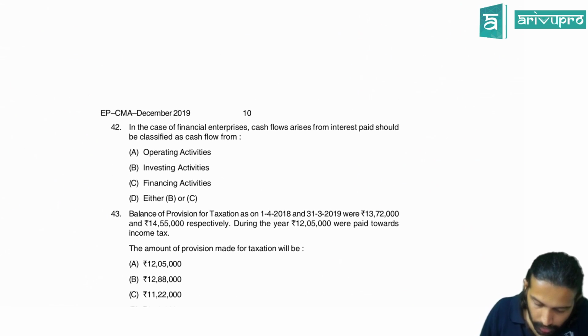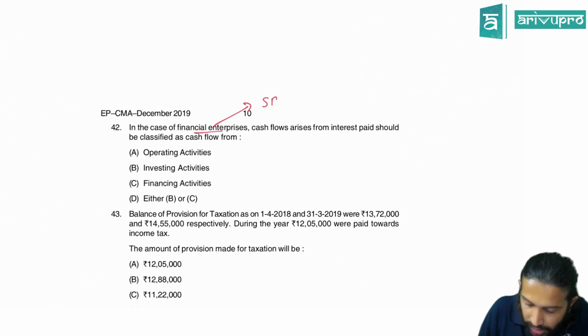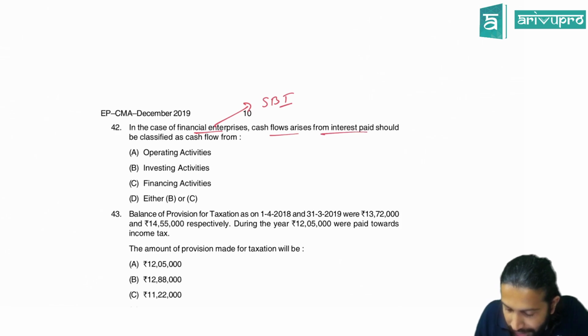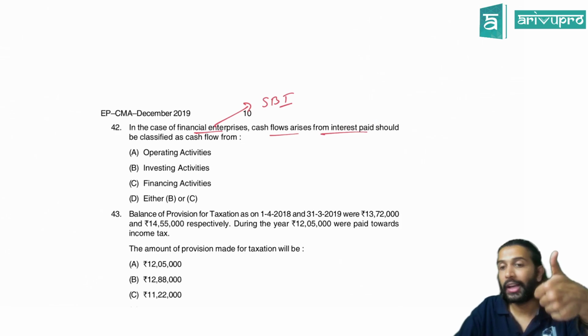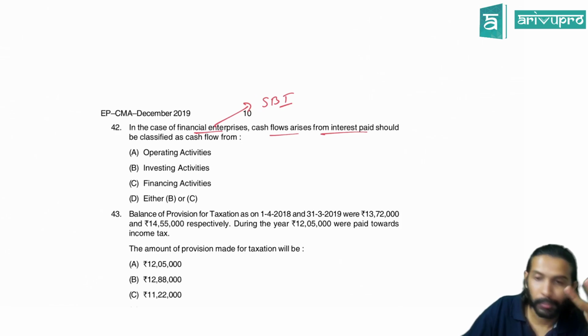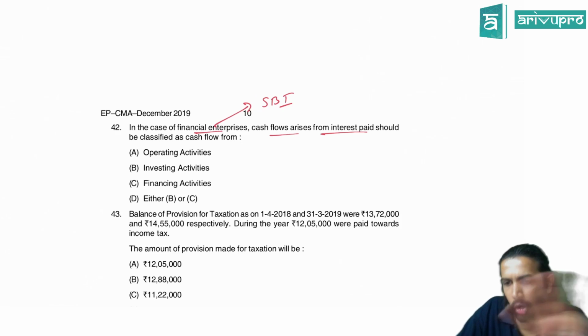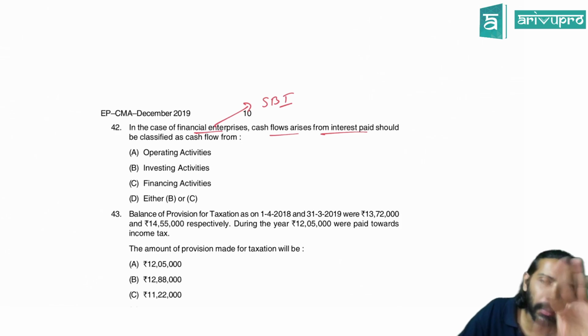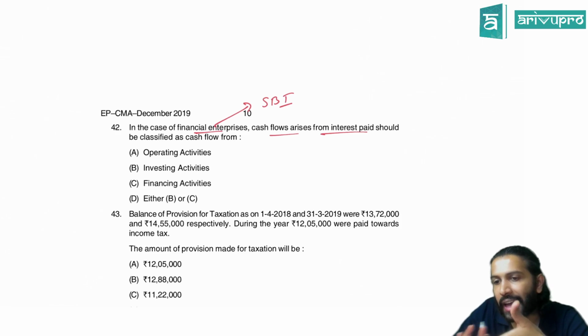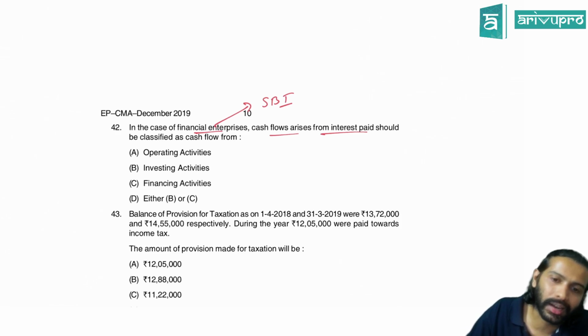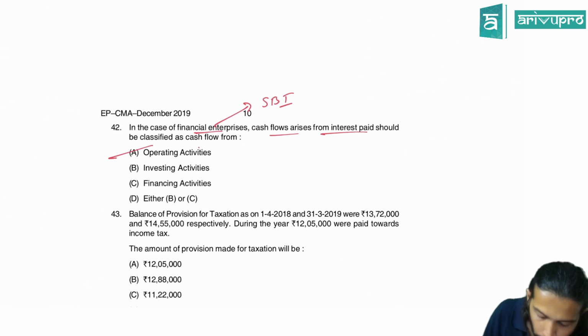Next. In case of a financial enterprise, meaning the banks and all, SBI, remember? Cash flows that arise from interest paid. For a financial enterprise like SBI, banking, NBFC and all, interest paid, interest received, investment purchased, investment sold, all these are part of their main operation. So any cash related to main operation you'll show under what activity? Under operating activity. So the answer should be A.